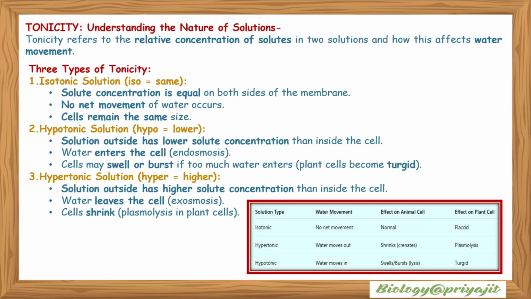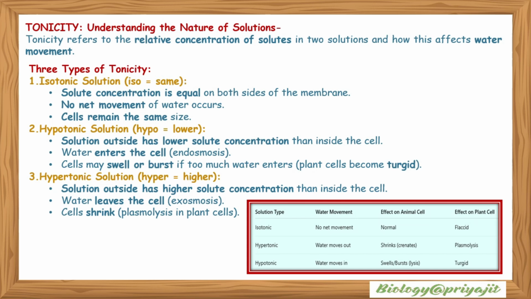What is tonicity? Understanding the nature of solution. Tonicity refers to the relative concentration of solutes in two solutions and how this affects water movement. Three types of tonicity. Isotonic solution: iso means same, so solute concentration is equal on both sides of the membrane. No net movement of water occurs in this process, so cells remain the same size.